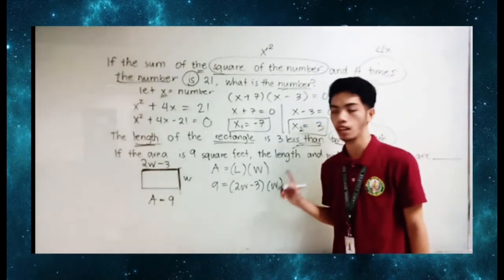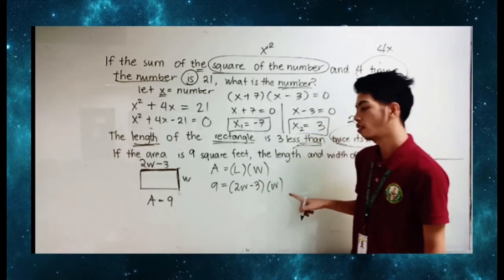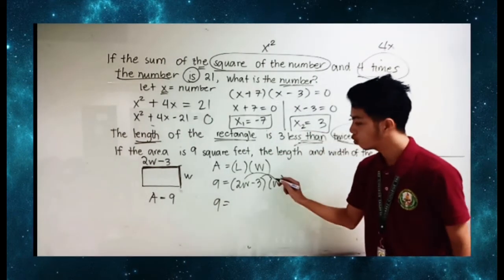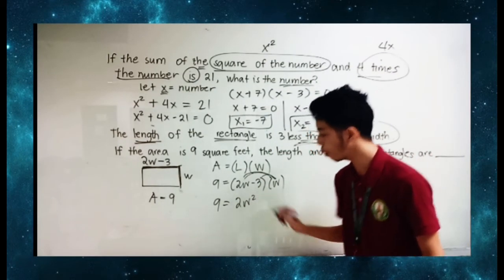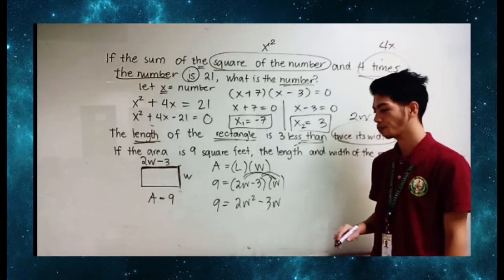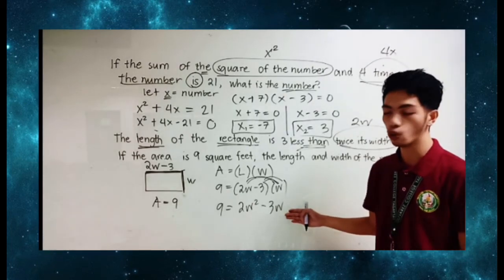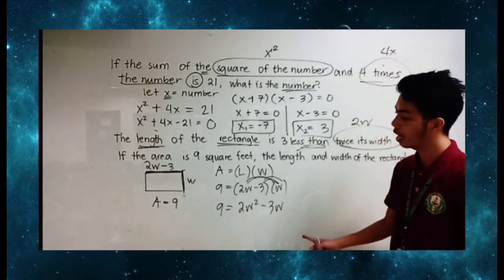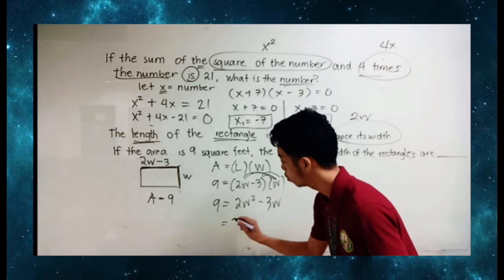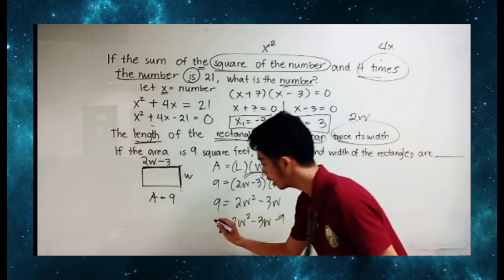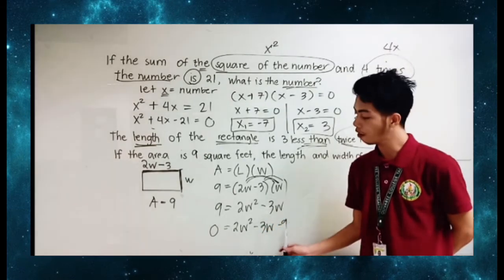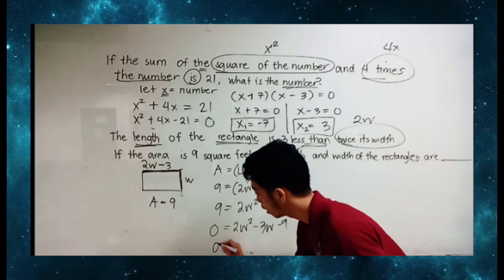Okay, anong gagawin? You are going to distribute this one. Distribute mo muna. So you have 9 equals W times 2W is 2W squared, W times negative 3 is negative 3W. Now, i-apply natin yung natutunan natin sa factoring polynomials. Ilipat natin yung 9 kasi kailangan maging trinomial siya. So, that is 2W squared minus 3W minus 9 equals 0. Ang gagawin natin dito ay i-factor natin.